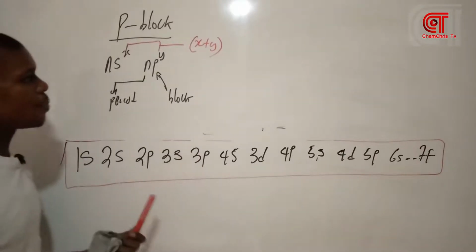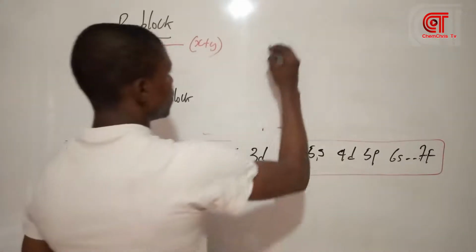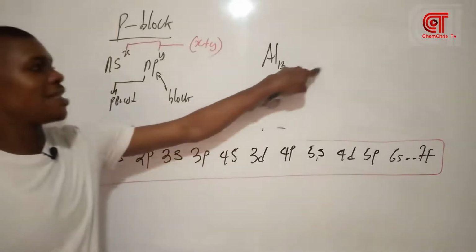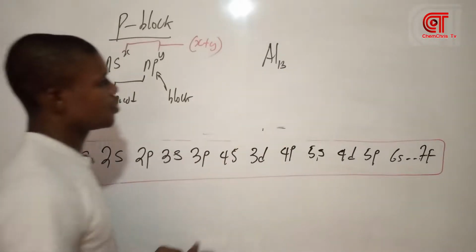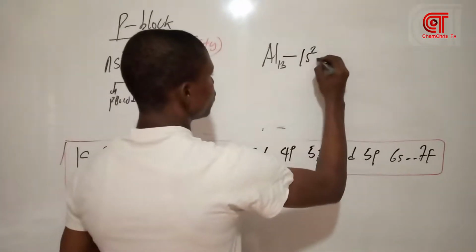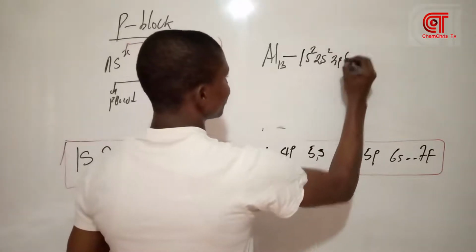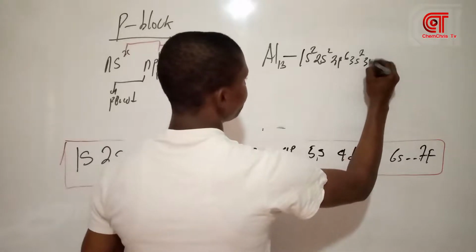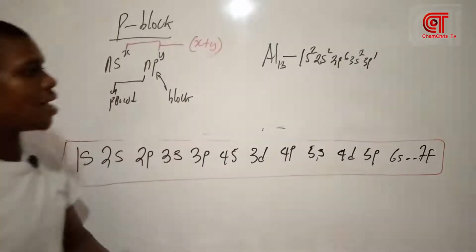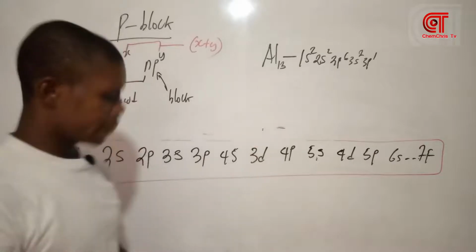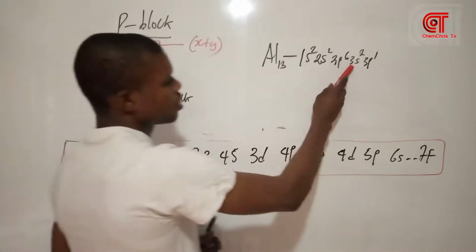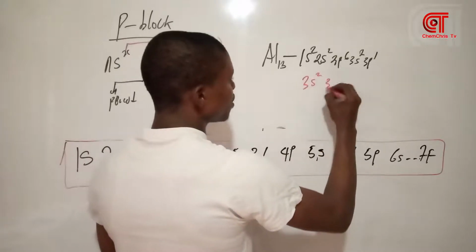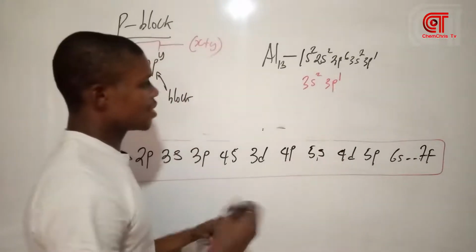So now let's take a good example. Aluminium. Remember, aluminium is 13, right? So now let's write the electronic configuration for aluminium. Aluminium is going to be 1s2, 2s2, 2p6, right? 3s2 and 3p1. If you check very well, this is the electronic configuration for aluminium. So my highest energy level is 3, right? So it's going to be 3s2 3p1.